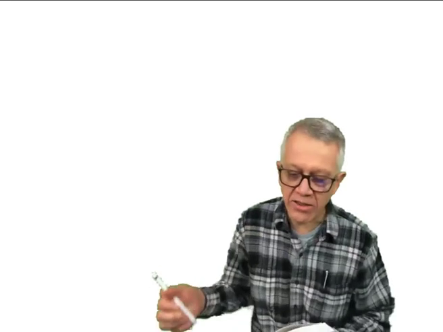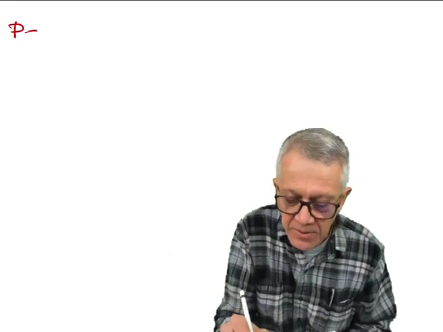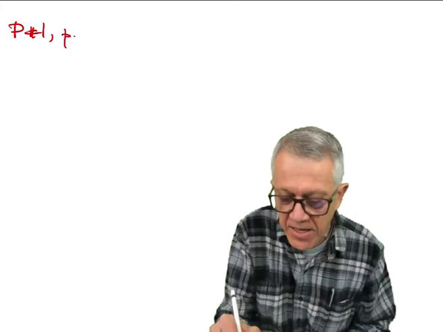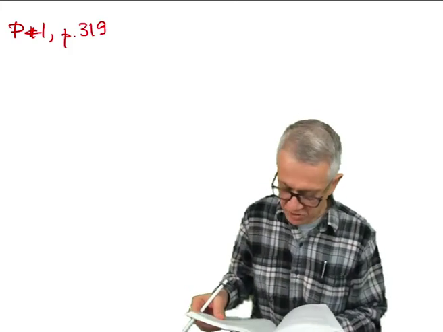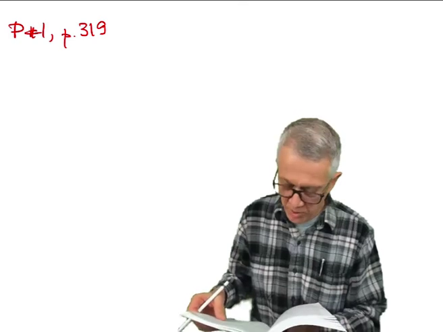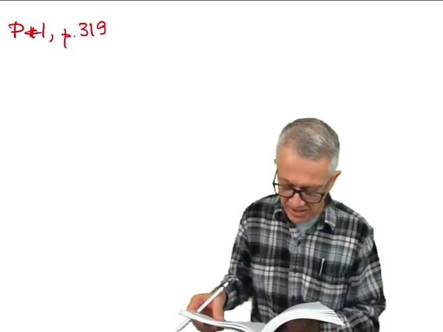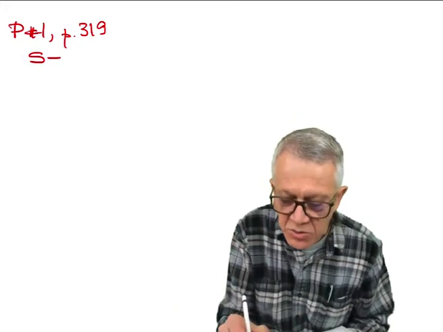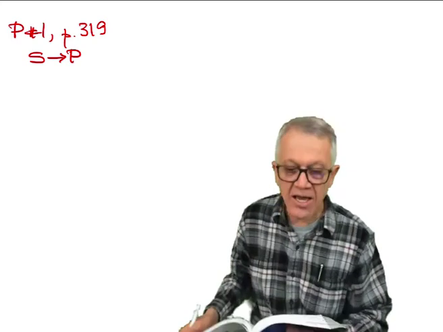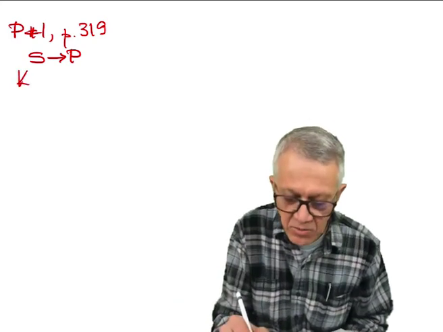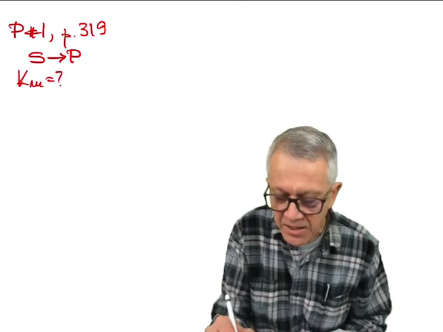Let's solve now problem 1, page 319 in Siegel's biochemical calculations. So problem number 1, and the page is 319. This problem tells that the concentration-velocity data shown below were obtained for an enzyme-catalyzed reaction S to P, substrate to product. And the problem asks us to calculate Km and Vmax.